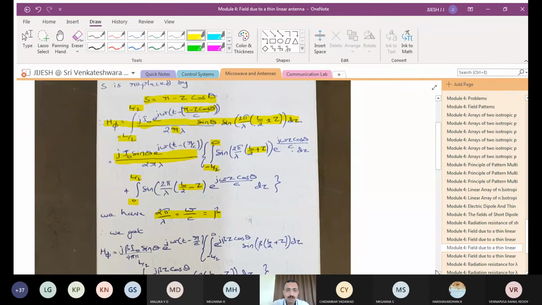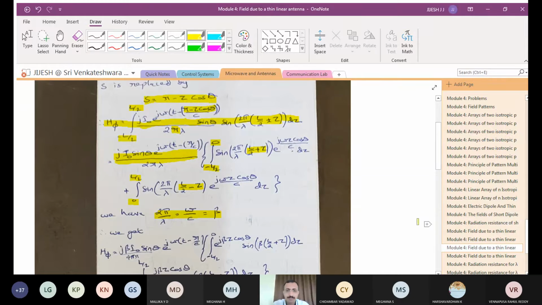So make a note of all these things, and you can replace 2 pi by lambda or omega by c as beta. I might have written all the steps in detail. Don't miss the steps, because it will confuse you. It involves somewhat longer steps, so try to maintain all the steps.